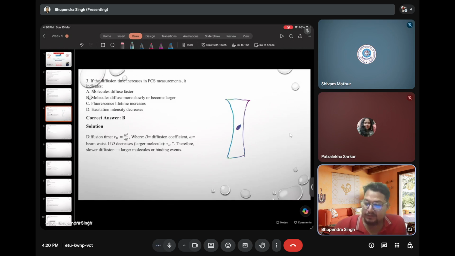Okay, they are talking about the diffusion coefficient. No problem. If the diffusion coefficient decreases, it is for a large molecule, because a large molecule is going slower, so the coefficient will be low. If the diffusion coefficient is low, which means tau d will be higher. So anyway, everything is intercorrelated. So I hope you have understood.